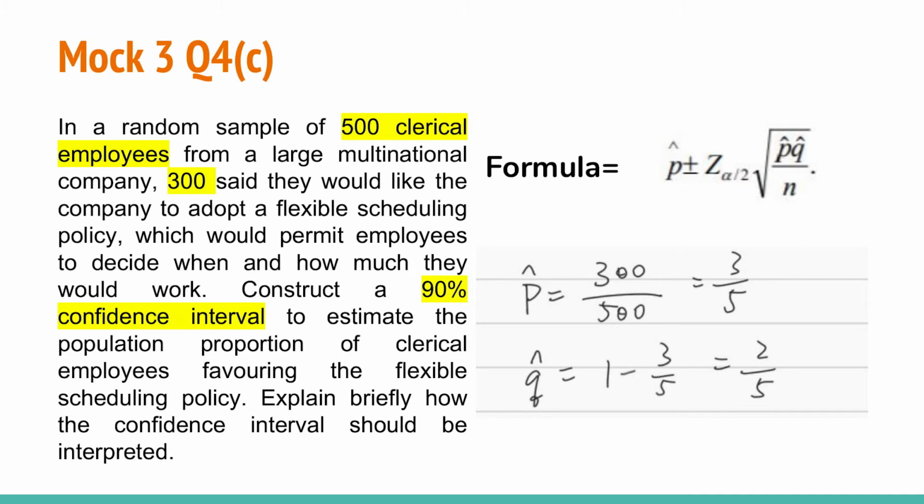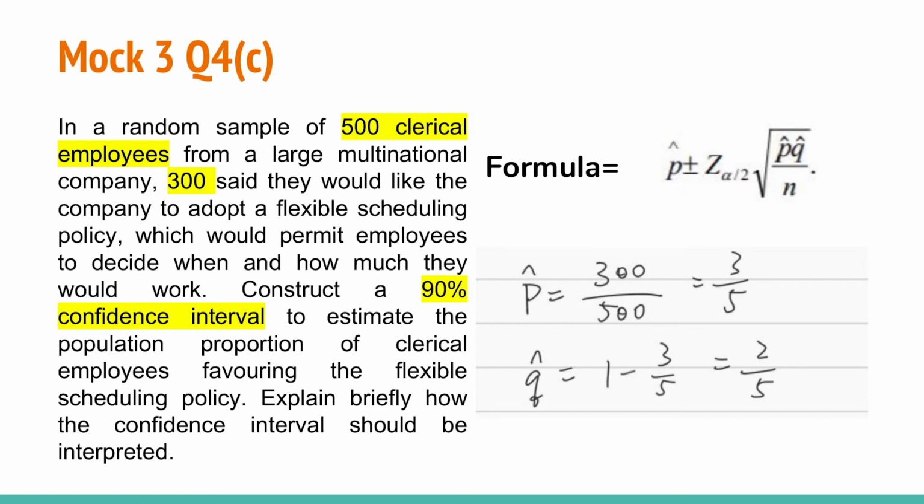In a random sample of 500 clerical employees from a large company, 300 say they would like the company to adopt a flexible scheduling policy, which would permit employees to decide when and how much they would work. Construct a 90% confidence interval to estimate the population proportion of clerical employees favoring the flexible scheduling policy. Explain briefly how the confidence interval should be interpreted.